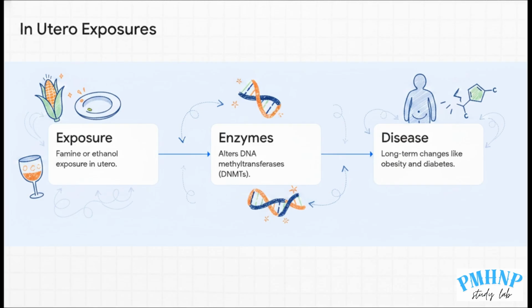Pregnant mothers were starving, and those severe in utero starvation conditions actually predisposed their children to obesity and diabetes decades later as adults. We see similar things with in utero ethanol exposure. The mechanism here is just mind-blowing. These early intense exposures can physically alter the activity of DNA methyltransferases, the very enzymes writing our epigenetic code. They lay down these abnormal marks that stick around and manifest as adult diseases.